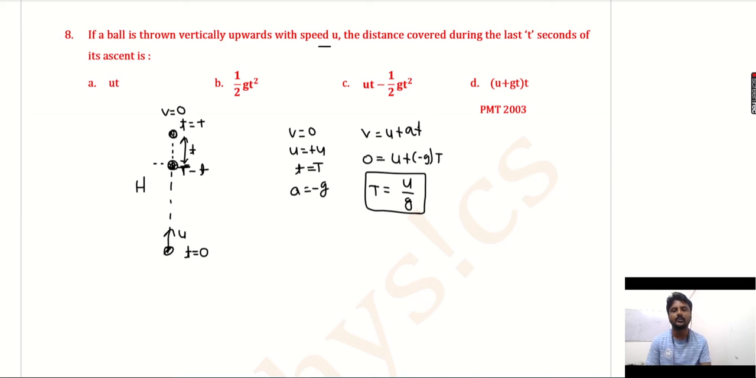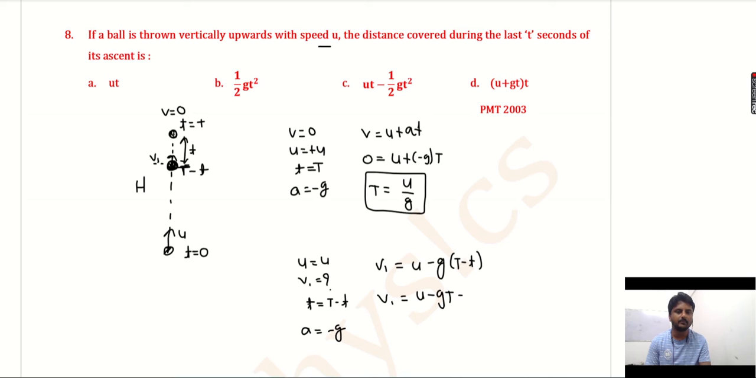So we can write, how to solve? Let's say at this point, if the particle is at this point, its velocity is v1. We can write u = u, v1 we don't know, t = capital T - t, and acceleration = -g. So again we can use that formula, v1 = u - g into (capital T - t), right? So v1 = u - gT + gt. From this equation, see, we can write u = g into capital T.